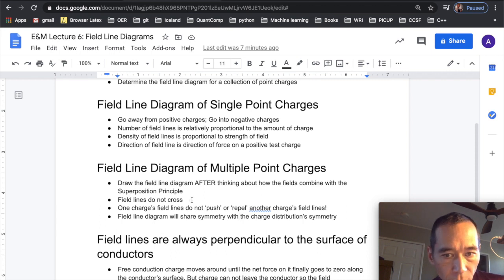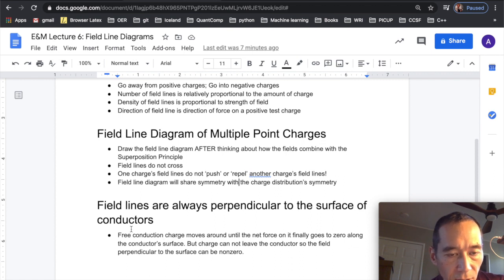A central issue is that you need to think about the superposition principle first before you begin to draw your field line diagram. Also, it is somewhat of an art, and you should feel free, if you start the process of drawing the field line diagram and you discover that it gets confusing, then maybe you should scratch that idea and draw it slightly differently.